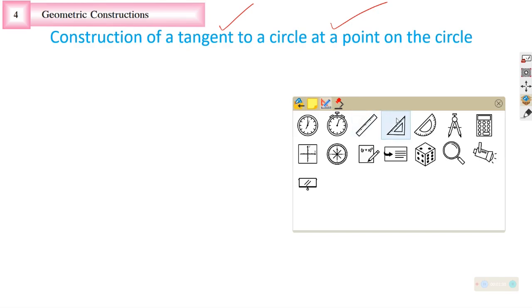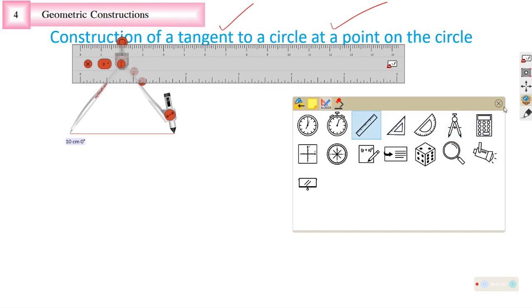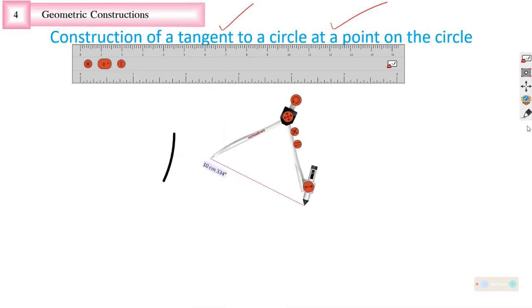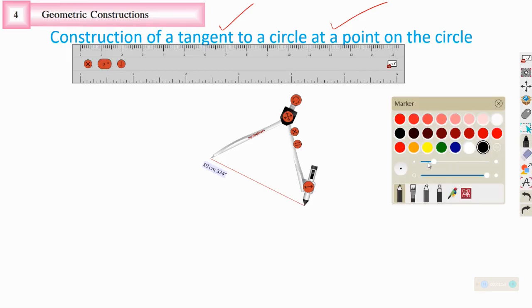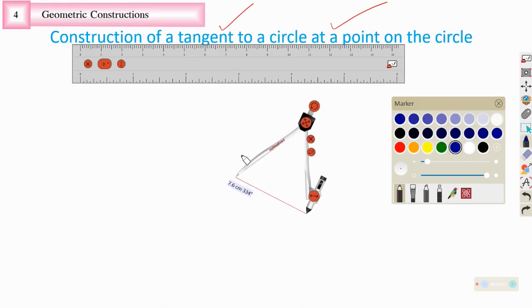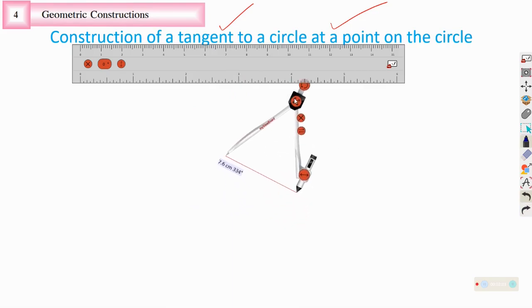So what basically we need is a compass, naturally. Then you will be in need of a ruler. This much will be enough. So let me try to draw a circle first. I will make this a little thin for the time being. Okay, you have to draw a tangent to a circle. So you should mark where you are going to draw a circle. This is the center of the circle.